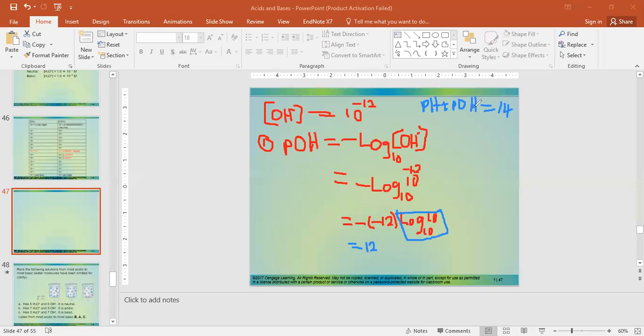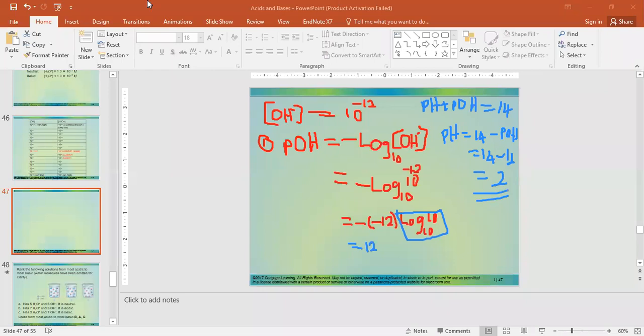So if we have pOH, can we get pH? That's why we say now pH is equal to 14 minus pOH, which is equal to 14 minus 12. And the answer is 2. Did we get a pH of 2 in the previous calculation? Yes. That's how you do it.